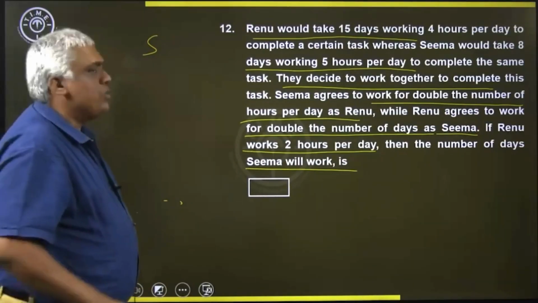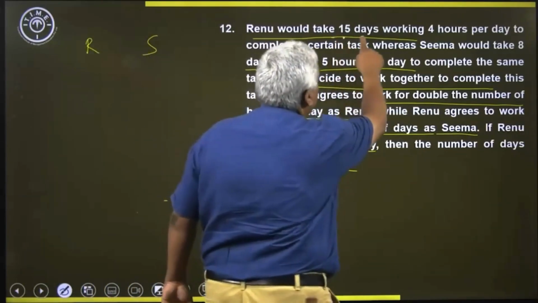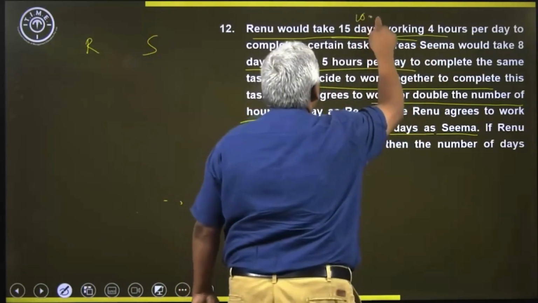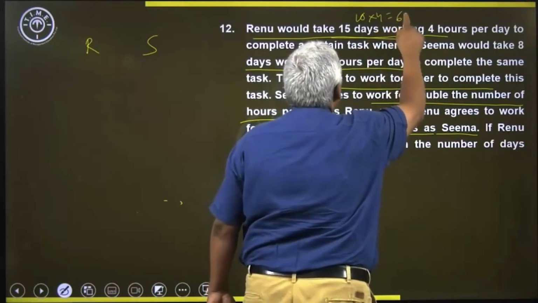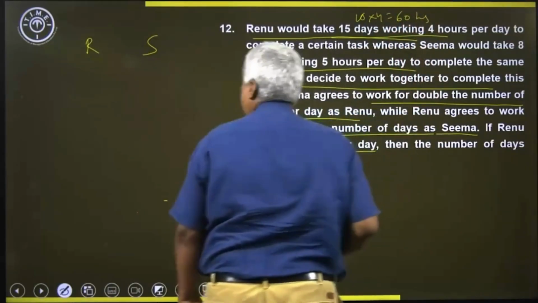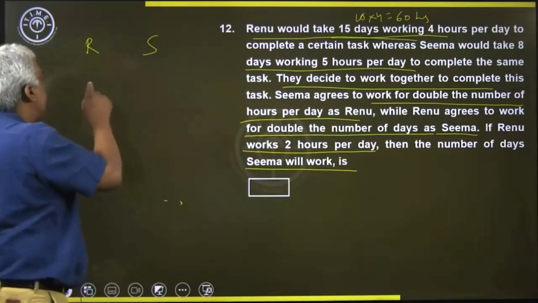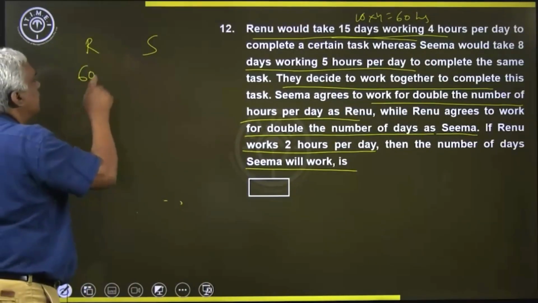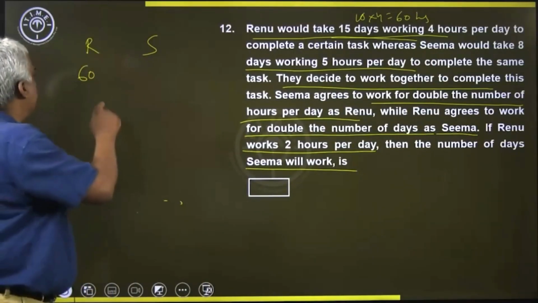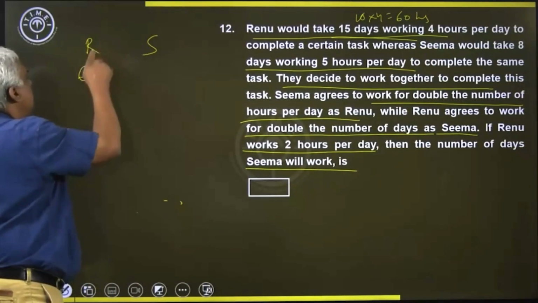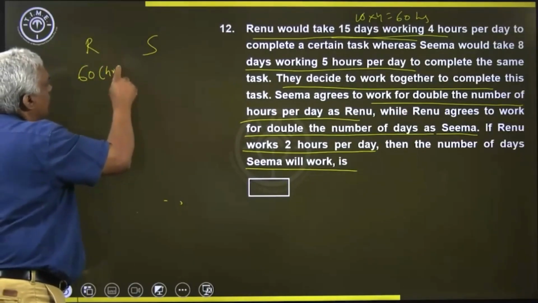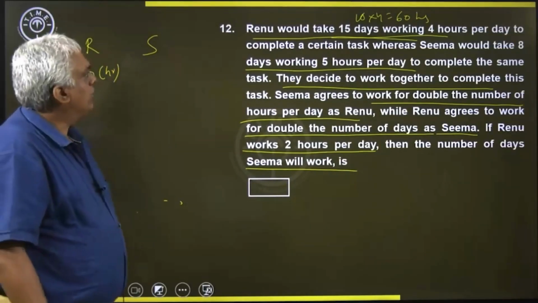Now Renu is taking 15 days working 4 hours a day. So 15 into 4, Renu is taking 60 hours. So I'm writing in hours. Renu is taking 60 hours to complete the work.